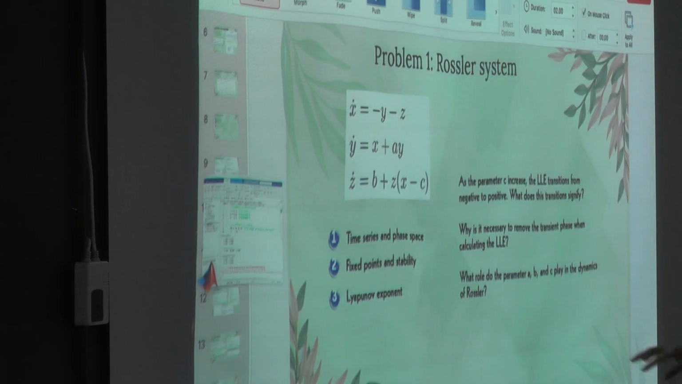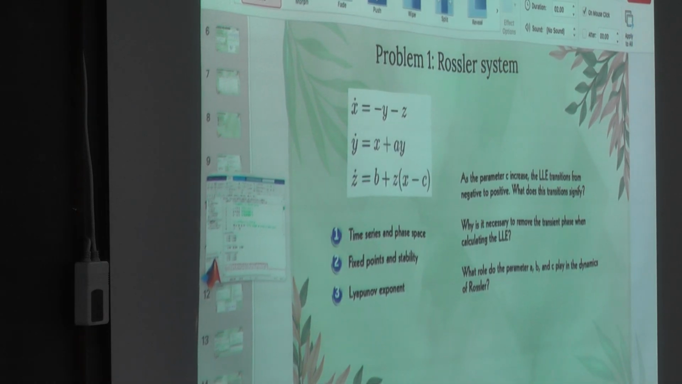So what role do the parameters A, B, C play in the dynamics of Rossler? For C, they give the stability. For A and B, basically they are not really changing. So parameter C is the most important for Rossler for the stability.